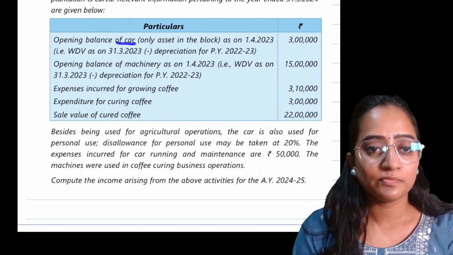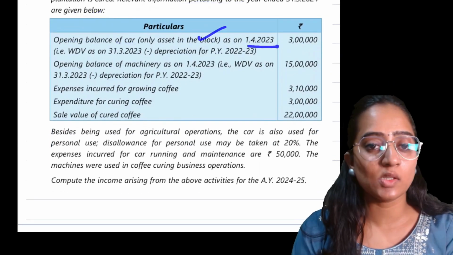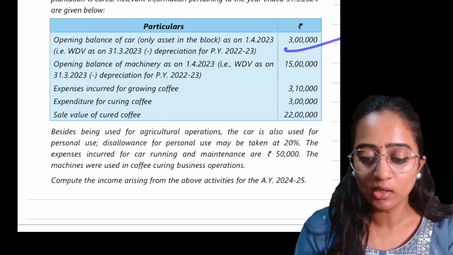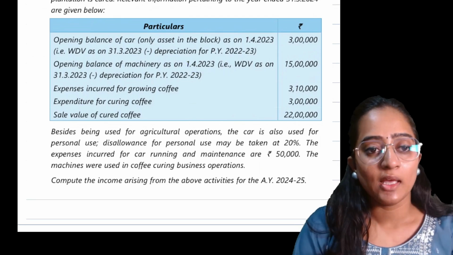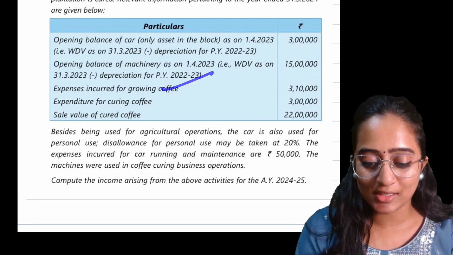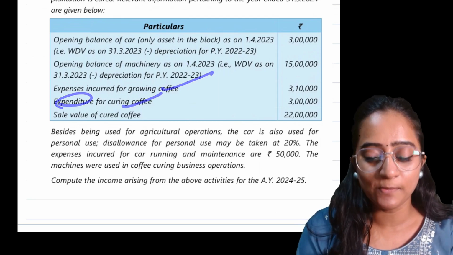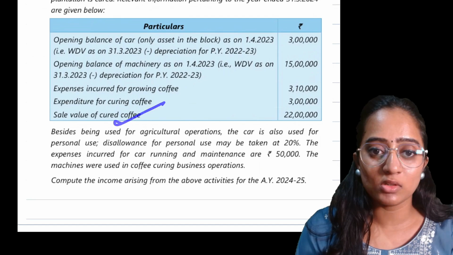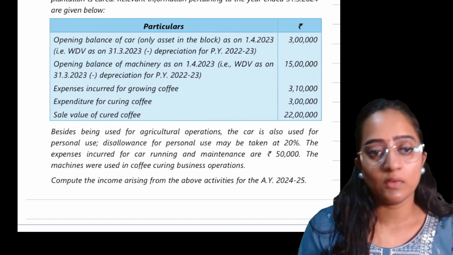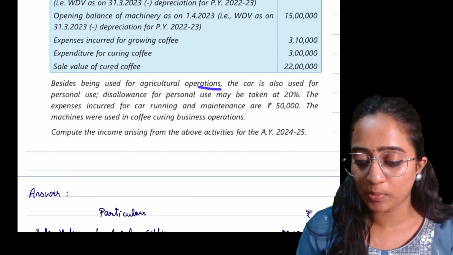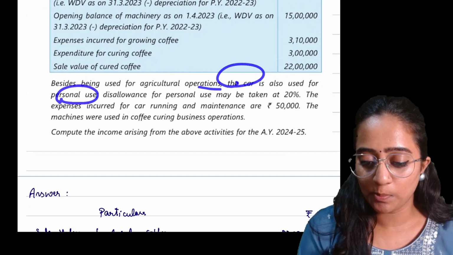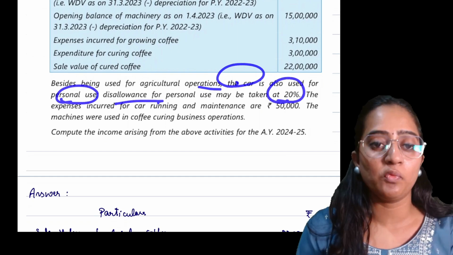Opening balance of car, the only asset in the block as on 1/4/2023, 3 lakh is provided. Opening balance of machinery as on 1/4/2023, 15 lakh is provided. Expenses incurred for growing coffee, expenditure for curing the coffee, sale value of the cured coffee, all this information is given in the question. Besides being used for agricultural operation, the car is also used for personal purpose and disallowance for the car is at the rate of 20%.